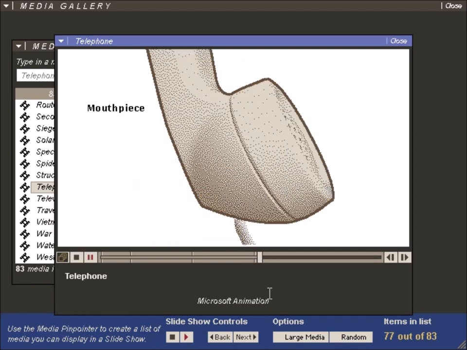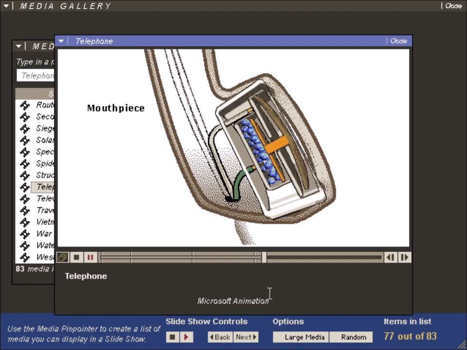You reply through the mouthpiece, which is a microphone. The mouthpiece performs the opposite function of the receiver. Your voice creates sound waves that cause a diaphragm to vibrate. The diaphragm presses against a chamber filled with carbon granules. The amount of current is determined by the pressure on the granules, which varies as the diaphragm vibrates.